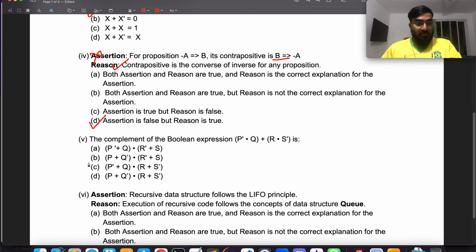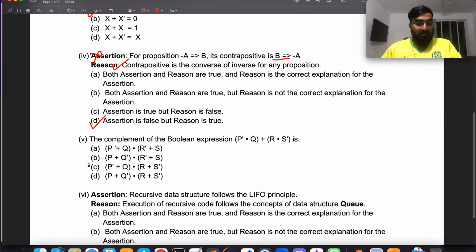Next: recursive data structure follows the LIFO principle. Execution of recursive code follows the concept of the data structure queue. Now this is a little confusing. I mean, recursive data structure, they are saying what does it follow? What principle does it follow?